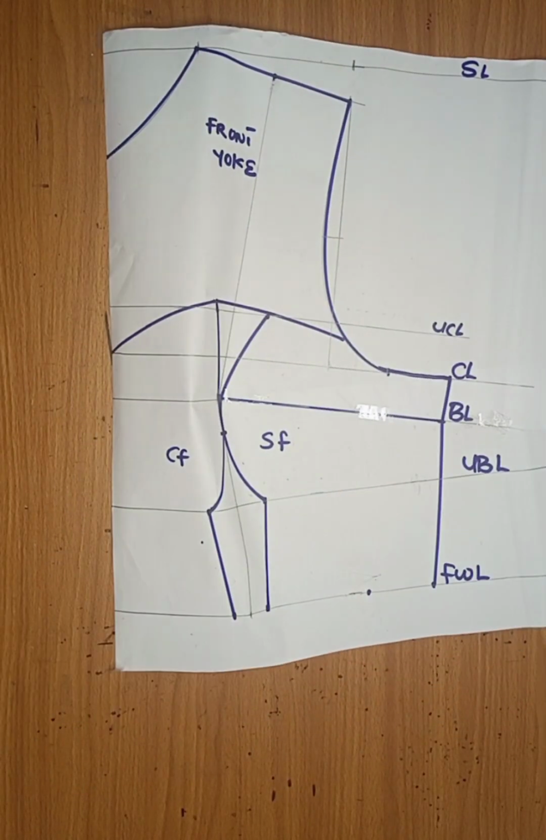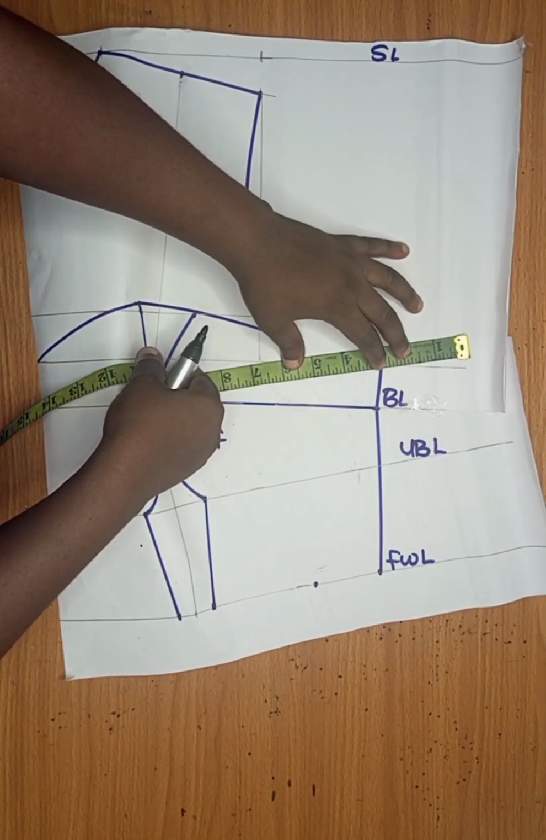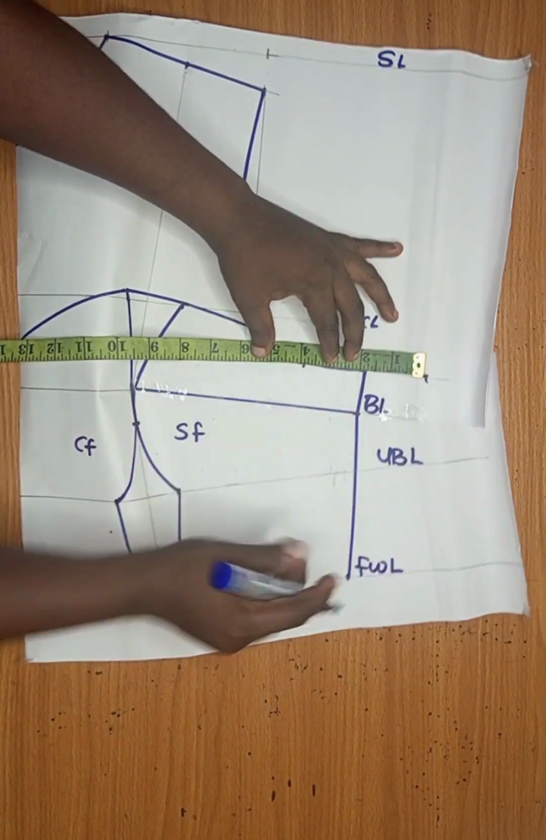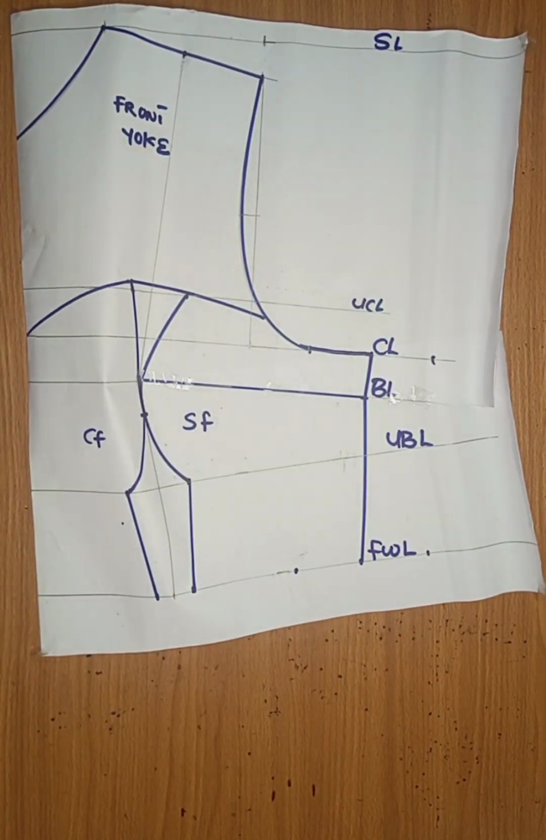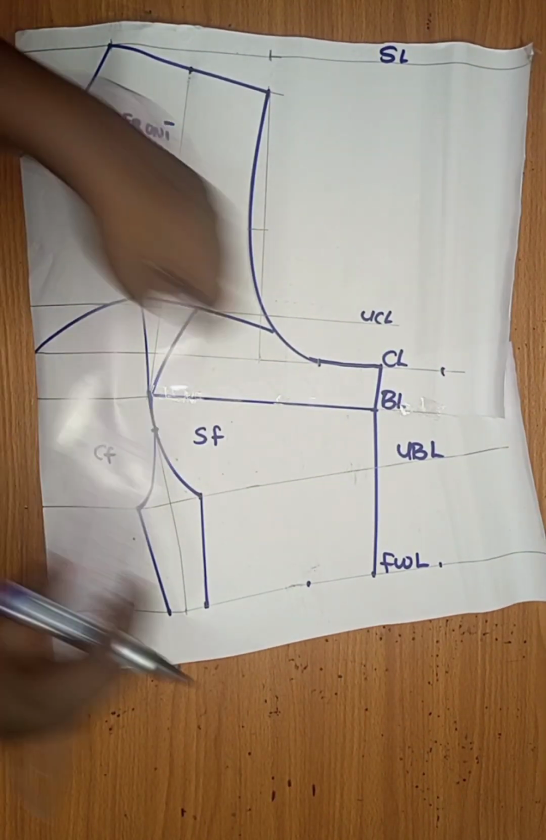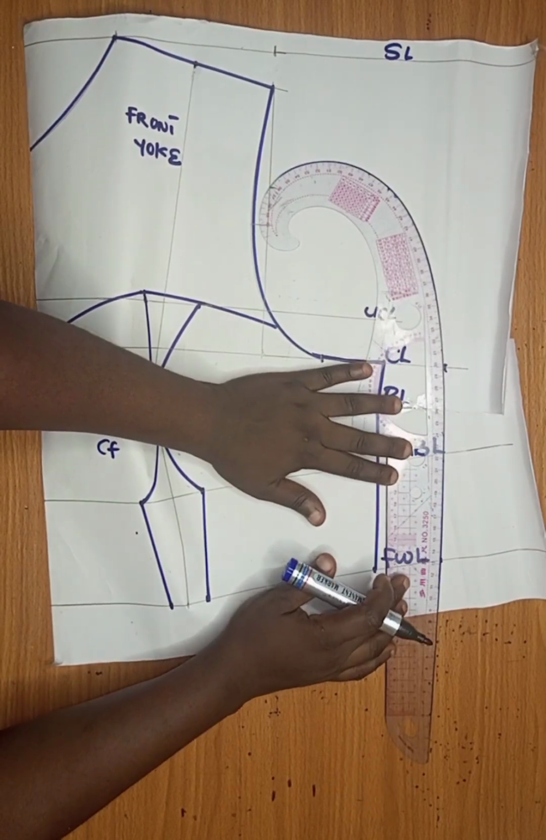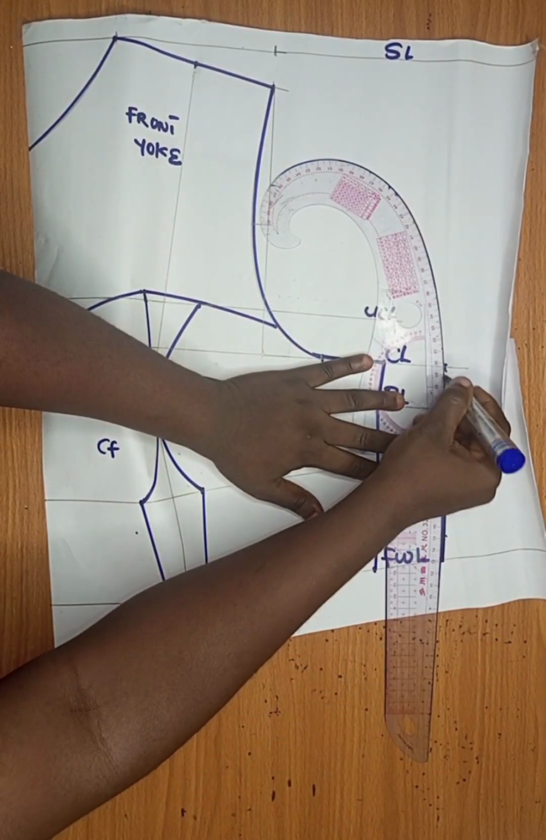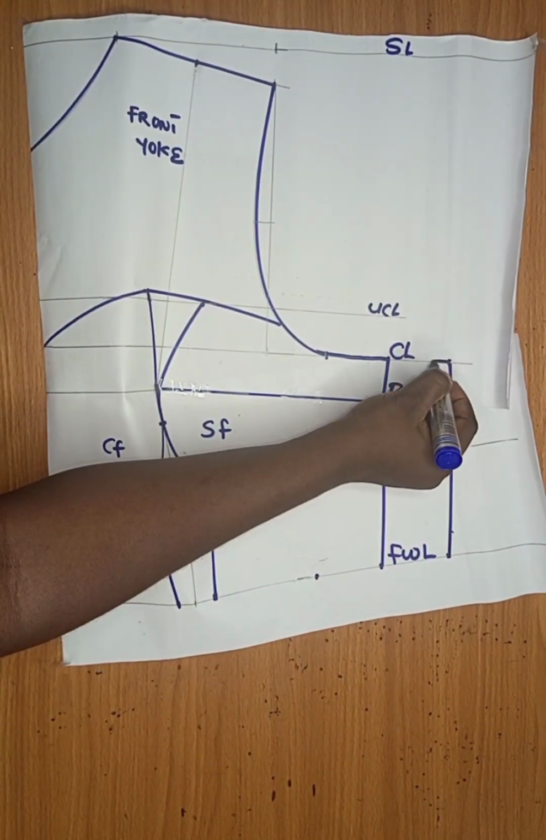So after closing the side dart, I'm going to add 2 inches for my body allowance. You can make use of 1.5 or 1 inch, depending on the allowance that you want for your dress. So I'll go ahead now and connect the points like so. And then I will label it my allowance.